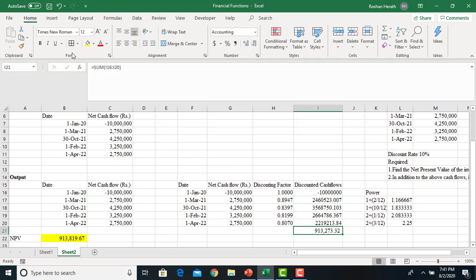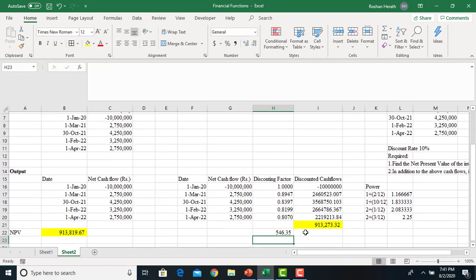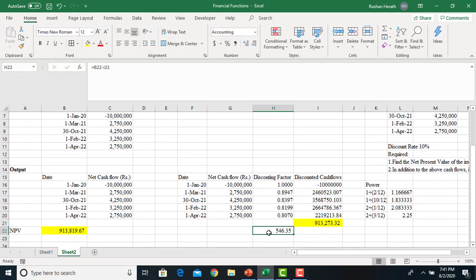It's almost 930,000, right? It's 930,819 and 913,272. So there's a slight difference of like 500 or something. It is quite negligible, and that is purely due to the rounding errors, right? So that's why you would see a difference. But all we need is to convince ourselves, once we apply this XNPV, whether we are getting the correct answer.